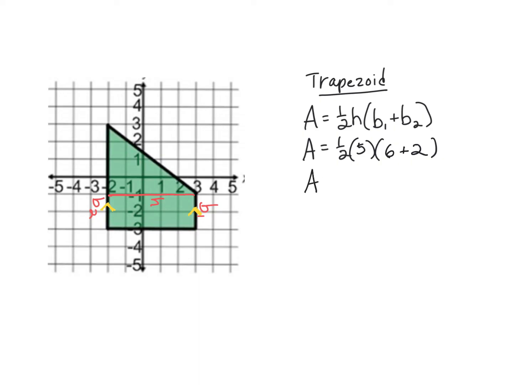Working out my formula. Remember, I'm going to bring down my 1/2 and my 5 because I have to do what's inside of parentheses first. So that 6 plus 2 turns into 8. Now I'm ready to do all of my multiplying. And it makes sense to me to do 5 times 8, which is 40, and then find half of that. So let me show you that I turned 5 times 8 into 40, and now I'm ready to find half of 40, which is 20. So my trapezoid has an area of 20 units squared.